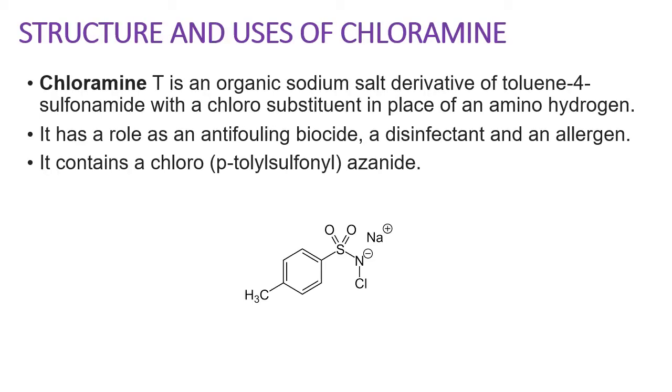Next, structure and uses of chloramine. Chloramine T is an organic sodium salt derivative of toluene sulfonamide with a chloro substituent in place of an amino hydrogen. It has a role as an antifouling biocide, as a disinfectant, and as an allergen. It contains a chloro-para-toluene sulfonyl azanide. This is the structure of chloramine shown on the page.